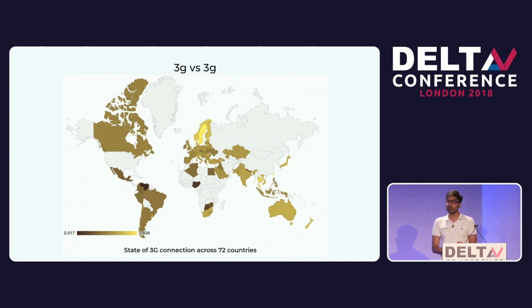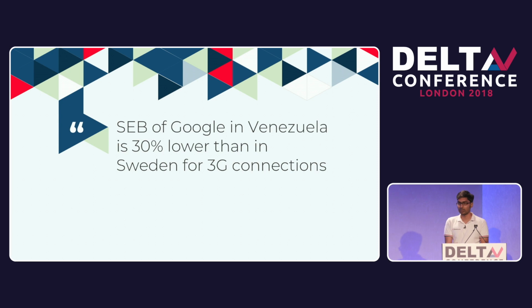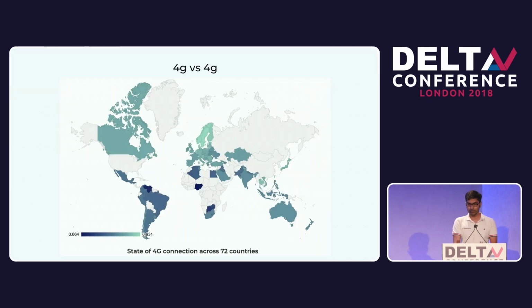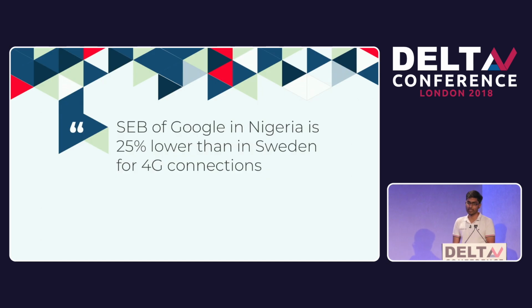So the website is the same. We are using the same connection type, but still you can see that the SEB scores vary so widely even within the same connection type and relatively the same website. So you can find out statistics like, hey, SEB of Google in Venezuela is 30% lower than the SEB of Google in Sweden for the same connection type. And you can get similar insights for 4G connections as well. And yeah, we got something like SEB of Google in Nigeria is 25% lower than Sweden for 4G connections.